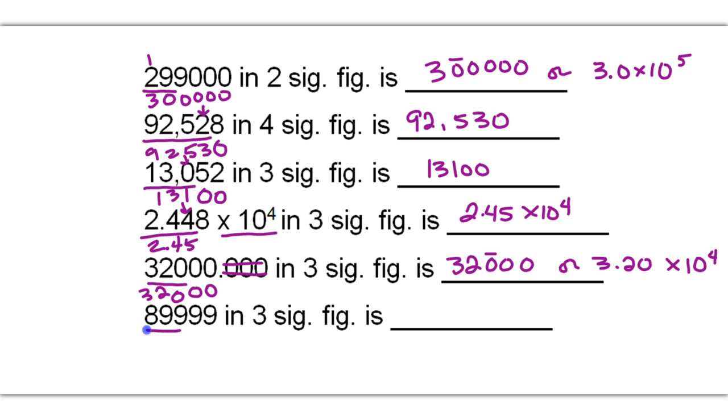This answer needs 3 significant figures. So this will be a 0. This will be a 0. That 9 rounds this 9 up to 10. So 0 plus a 1 up here. 1 plus 9 equals 10. Put the 1 up here. 8 plus 1 equals 9. So this equals 90,000. But since I want 3 sig figs, that means I'm going to need a line over the second 0 so that I have 1, 2, 3 significant figures. Or you can write it in scientific notation, 9.00 times 10 to the 4.